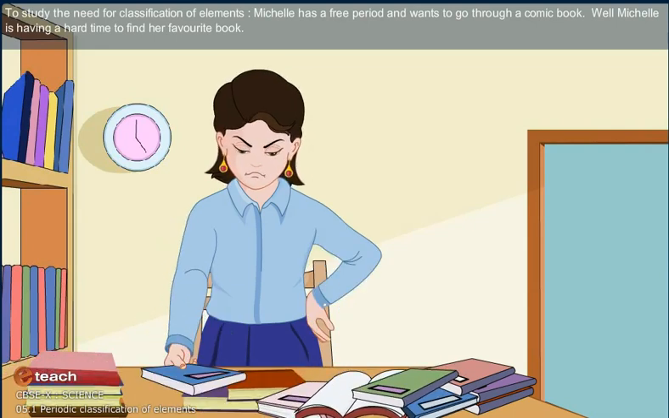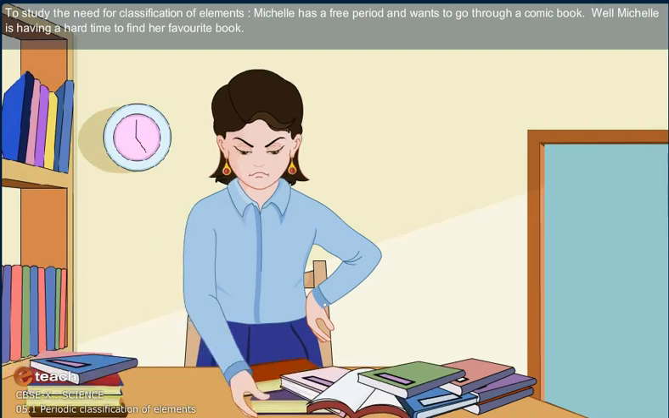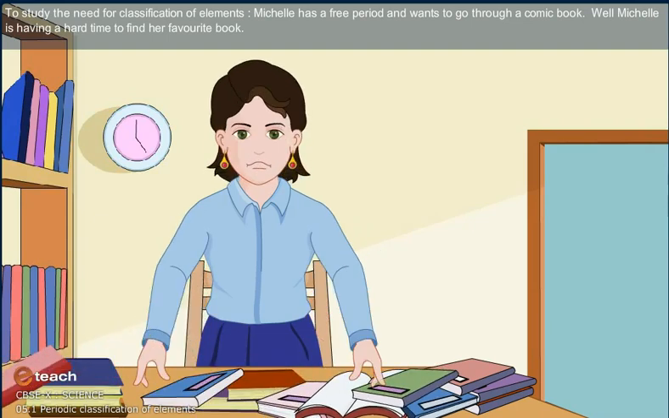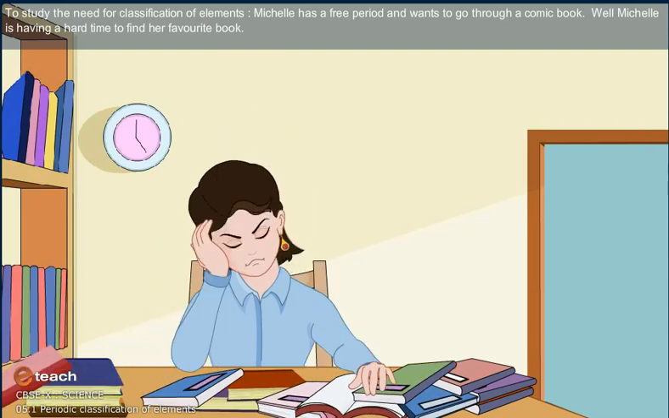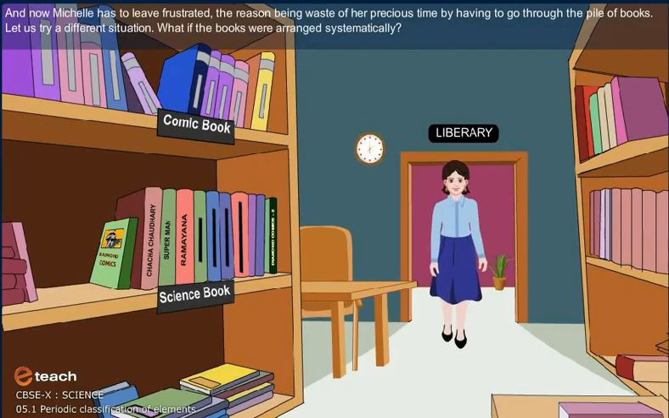Michelle has a free period and wants to go through a comic book. Well, Michelle is having a hard time finding a favorite book. And now, Michelle has to leave frustrated. The reason being, misuse of her precious time by having to go through the pile of books.